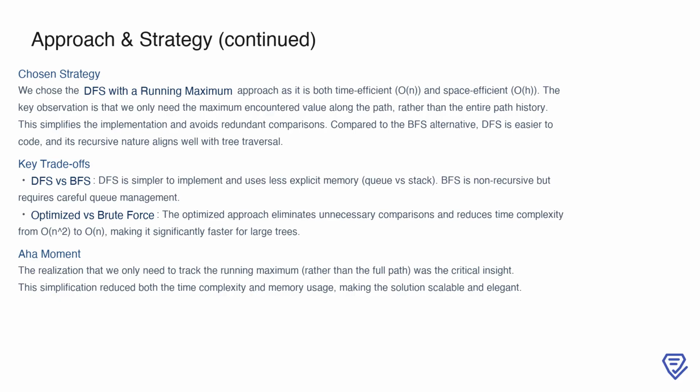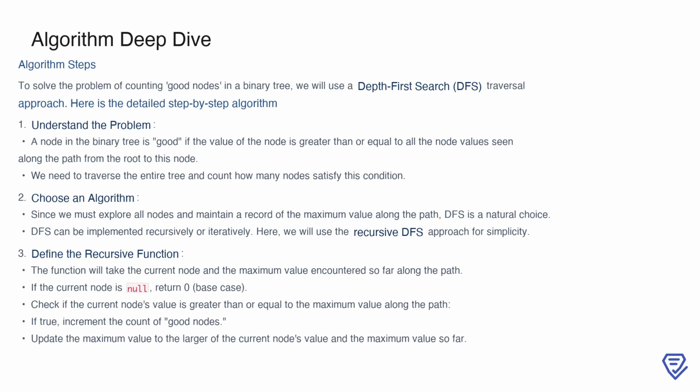To solve the problem of counting good nodes in a binary tree, we use a depth-first search, or DFS, traversal approach. Let's begin by understanding what makes a node good. A node is considered good if its value is greater than or equal to every node value encountered along the path from the root to that node.